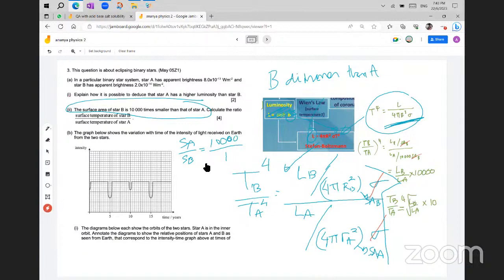So I don't think this is the final answer. I think he still wants us to calculate this, which is very, very weird because they haven't given us LB and LA. They only give us apparent brightness. Apparent brightness. So, hey, what's going on, man?